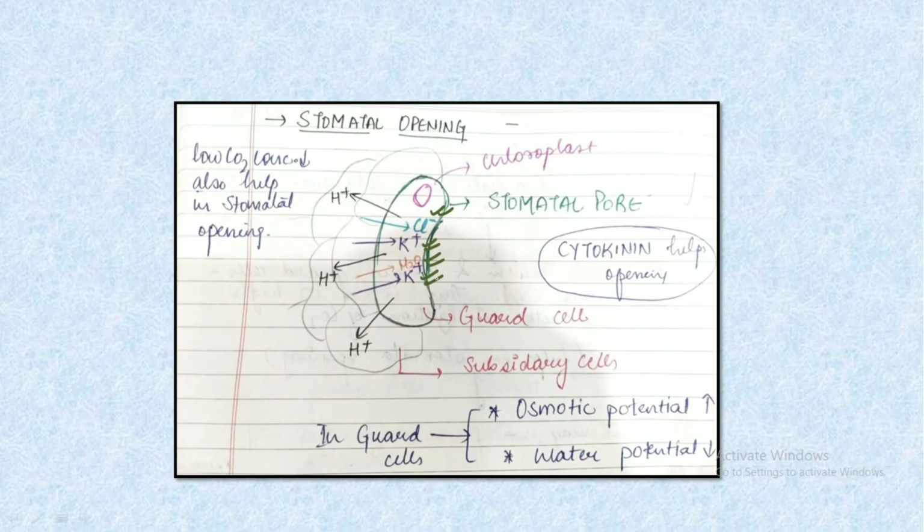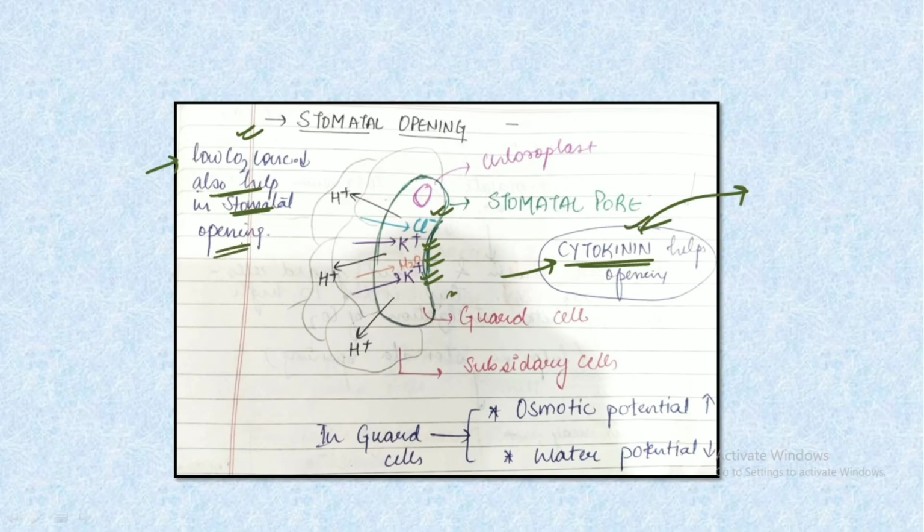One important point to remember is that the plant hormone cytokinin also helps in the opening of the stomata. Make sure you remember the name of this plant hormone and the details of it, and all the other plant hormones have been discussed previously, so you can check out that playlist also. The last point to remember is that a lower concentration of carbon dioxide also helps in the stomatal opening.